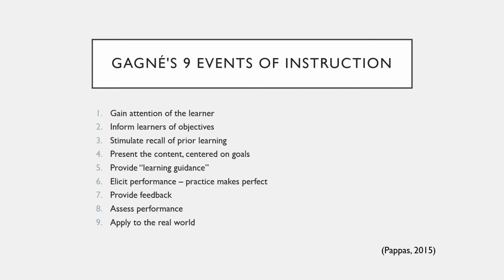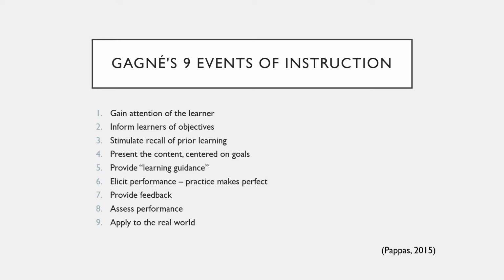The 9 events of instruction offer steps to make learning meaningful and engaging, which can be applied to e-learning today. The first step is to gain the attention of the learner. In a web-based environment, this could be something like a catchy headline or video, or an engaging assignment that captures the learner's attention. Next, the instructor needs to inform learners of the objective. What will they be learning today and in what format?